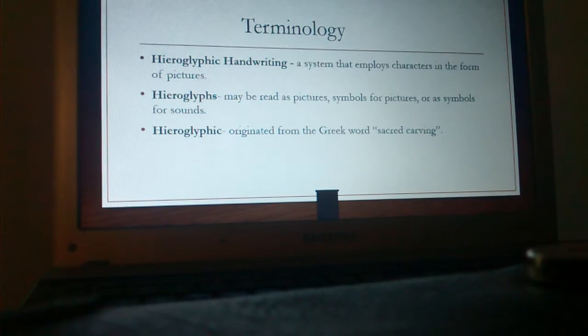Terminology. Hieroglyphic handwriting is a system that employs characters in the form of pictures. Hieroglyphs may be read as pictures, symbols for pictures, or as symbols for sound. Hieroglyphic originated from the Greek word for sacred carving.